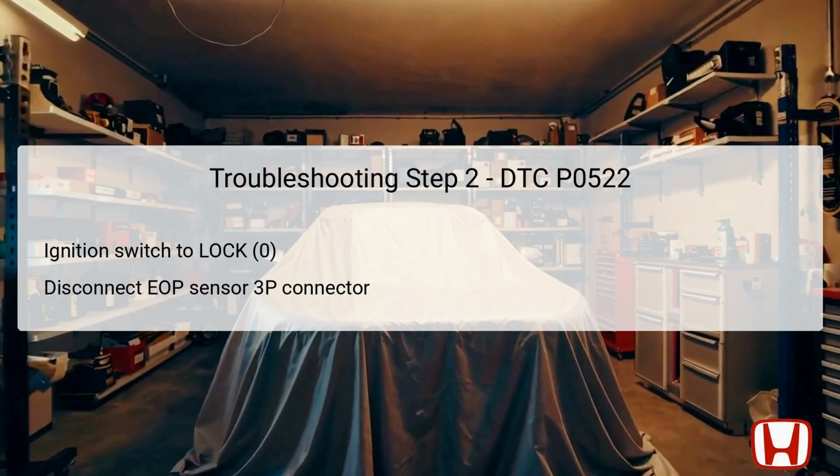After the ignition is locked, you must disconnect the 3P connector from the rocker arm oil pressure sensor, also known as the EOP sensor. This step isolates the sensor, allowing for a more accurate assessment of the sensor's functionality without influencing electrical readings from the ECM.